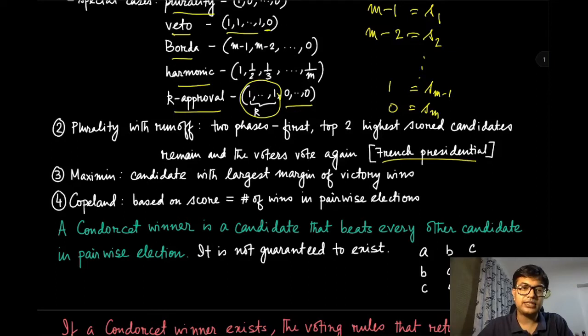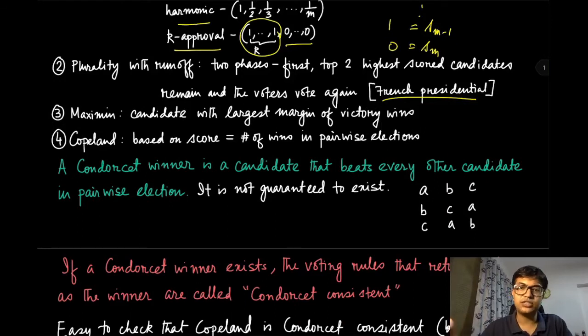Now, there is an interesting observation that one can make. Copeland is named after Copeland. Similarly, there is the idea of a Condorcet winner. Now what is a Condorcet winner? You can think of the pairwise elections again, and if there exists one specific alternative which beats every other candidate in pairwise election, then we call that winner a Condorcet winner. It is not guaranteed to exist. Such a Condorcet winner may not exist.